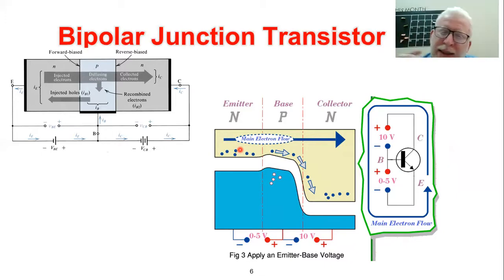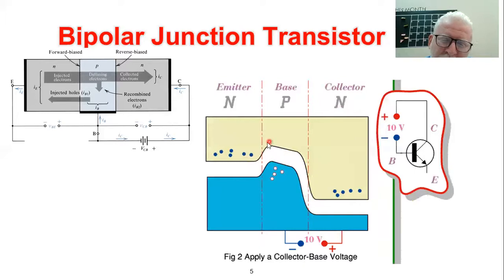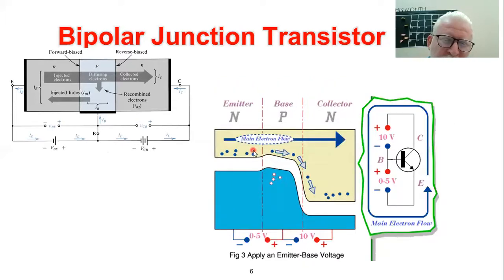But before doing that, let's check again. What we did now is that we connected the base collector junction to be a reverse bias and the base emitter junction to be a forward bias. So electrons will freely move from the emitter to the base. This is simply because no barrier exists, as you can see here, because by adding a forward bias, you get rid of this barrier. So electrons will move freely from the emitter to the base.